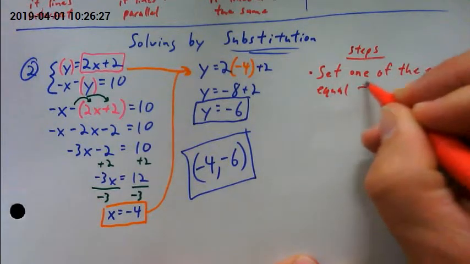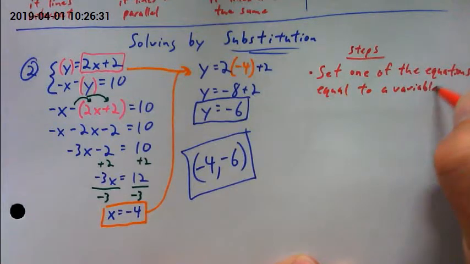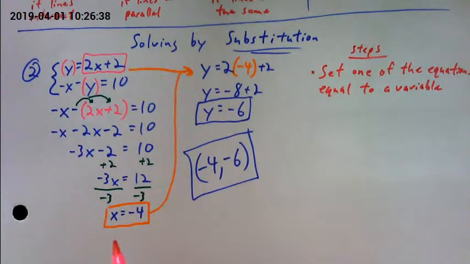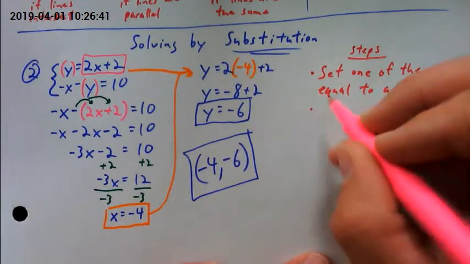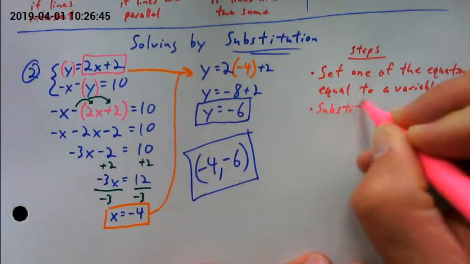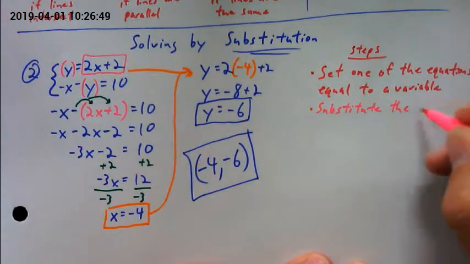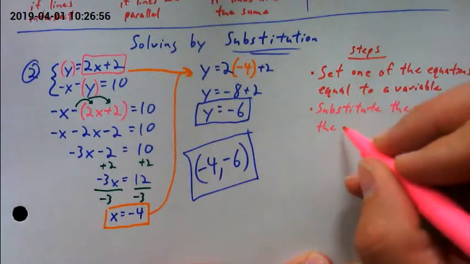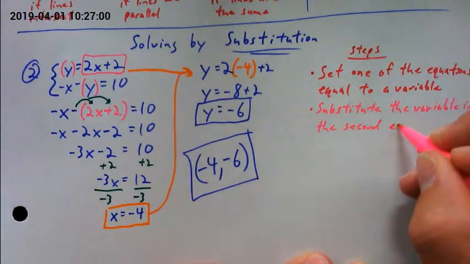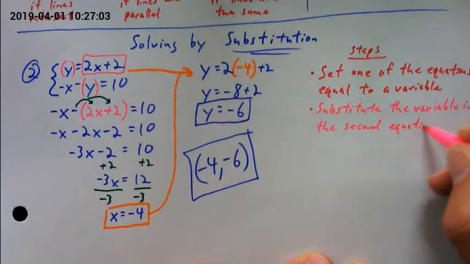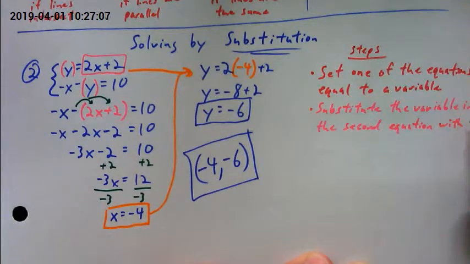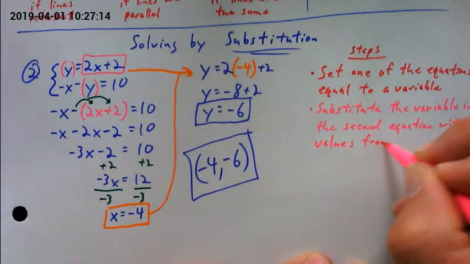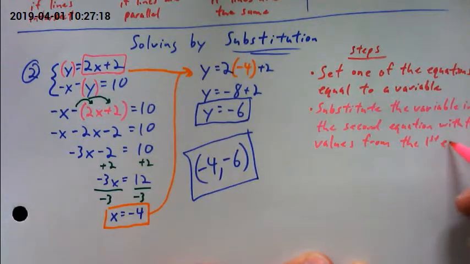So set one of the equations equal to a variable. Then we're going to substitute the variable in the second equation with the values from the first equation.